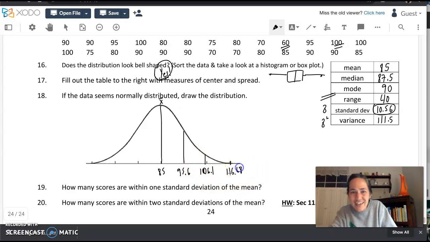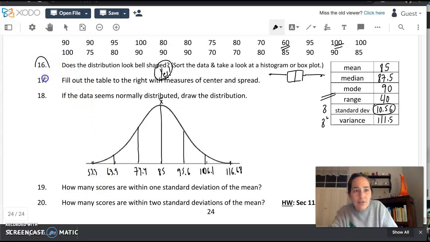And then 116.7. Okay, let me subtract. Let's stick to the math here, and let me subtract 10.6 from 85 a few times. So I got 74.4. To the nearest tenth, 63.9, and then 53.3, with almost all of the data falling in between.